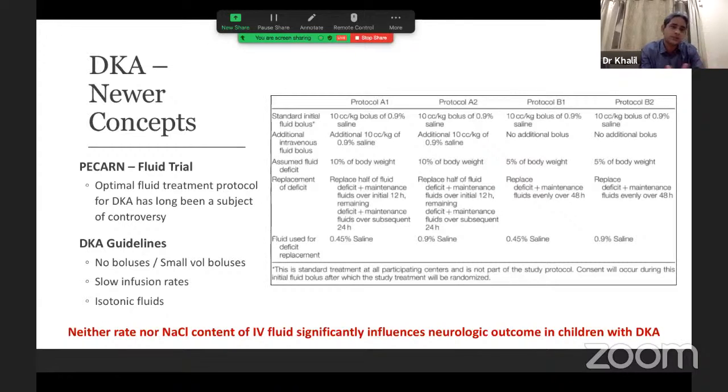So this landmark study has proved that neither the rate of fluid nor the type of fluid has a bearing on the development of neurological complications. Rather, it's the hypoperfusion and reperfusion and the neuronal inflammation which is the cause of mortality in children with DKA.